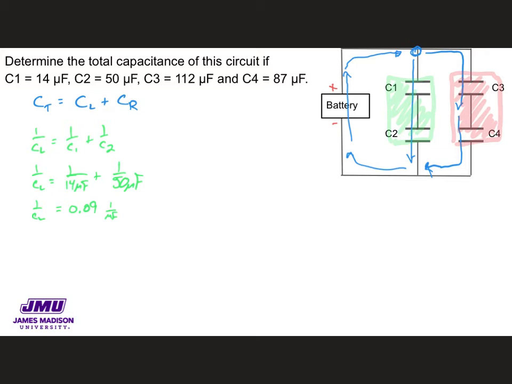And this is not what I wanted. This is 1 over the capacitance in the left branch. How do I get the capacitance in the left branch variable out of the denominator? Well, there's several ways you can do this. And you could start talking about, I don't know, cross-multiplying or something.